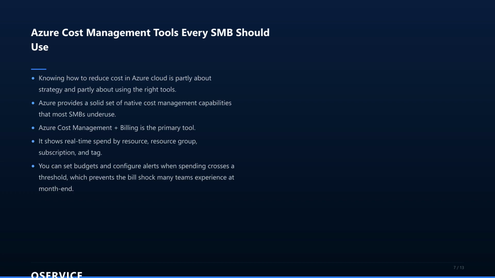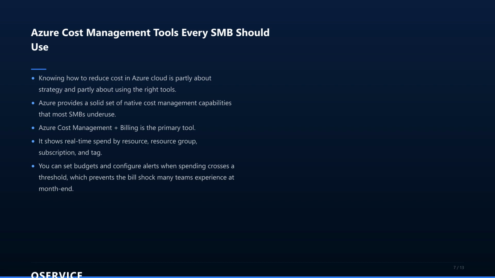Azure Cost Management Tools every SMB should use. Knowing how to reduce cost in Azure Cloud is partly about strategy and partly about using the right tools. Azure provides a solid set of native cost management capabilities that most SMBs underuse. Azure Cost Management plus Billing is the primary tool. It shows real-time spend by resource, resource group, subscription, and tag. You can set budgets and configure alerts when spending crosses a threshold, which prevents the bill shock many teams experience at month-end.